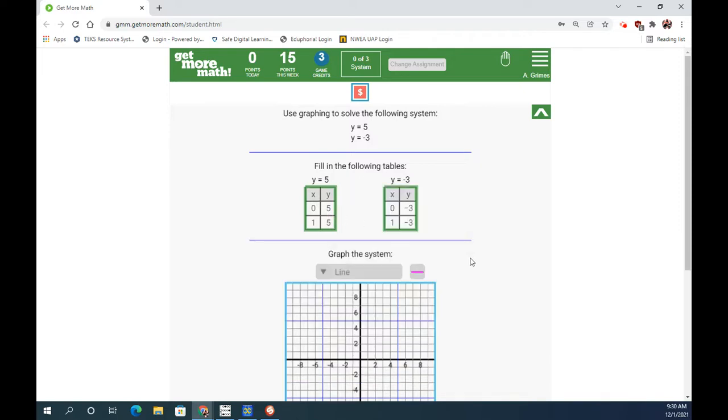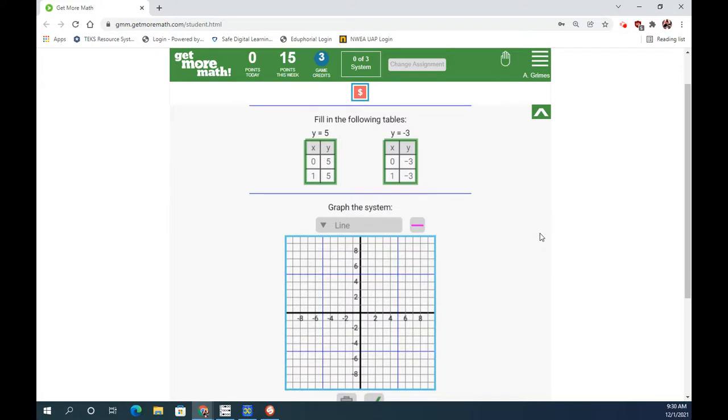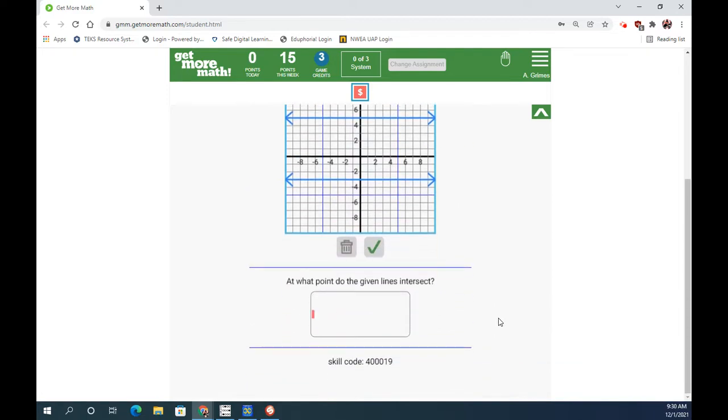All right, let's check it out. Now, you come down here and graph it. 0, 5. And then we went 1, 5. There you go. All right, 0, -3, and 1, -3. These lines are what? Parallel. So what's the answer? No solution. And they don't use the at one point.